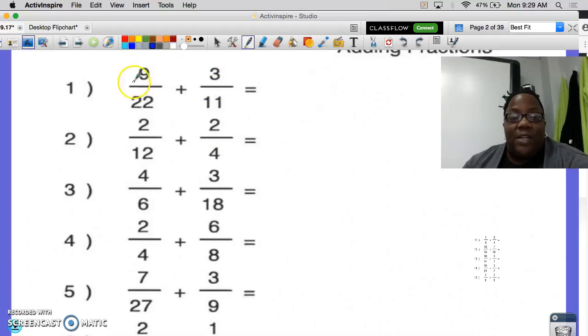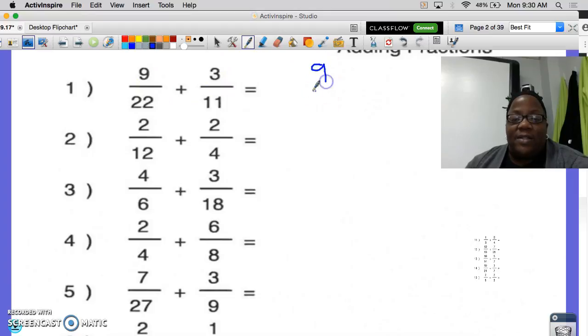All right, so I'm going to look at the first one. You want to make sure you have plenty of scrap paper also, okay? Because not all of these problems will fit on the side of the paper that you have over here. Mine will, though, because I can erase easily because it's computerized. I have 9 over 22 plus 3 over 11.